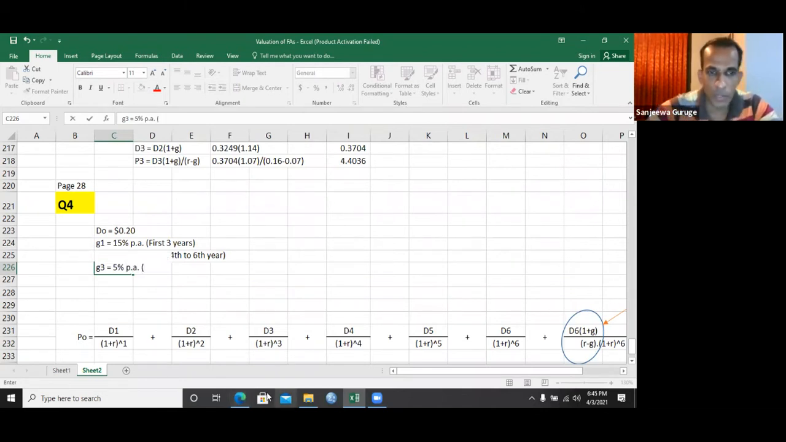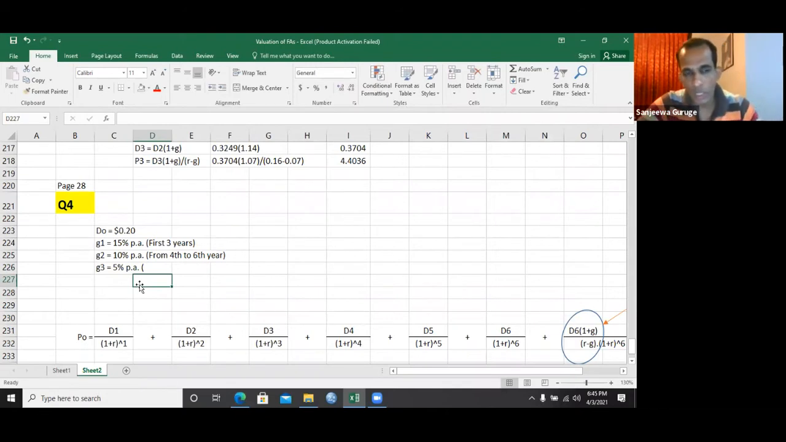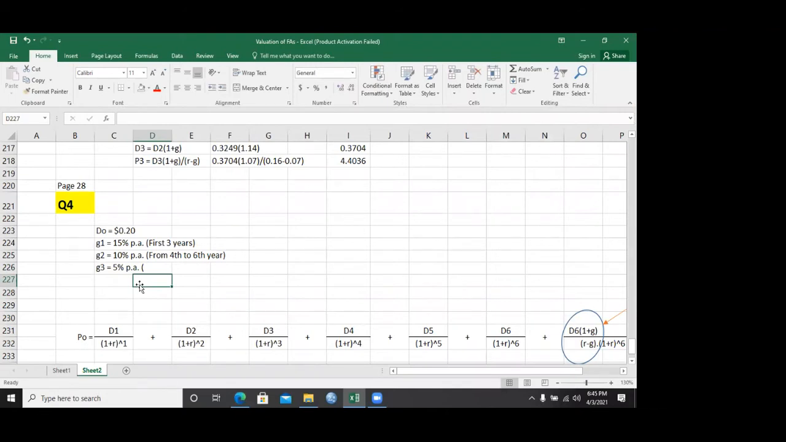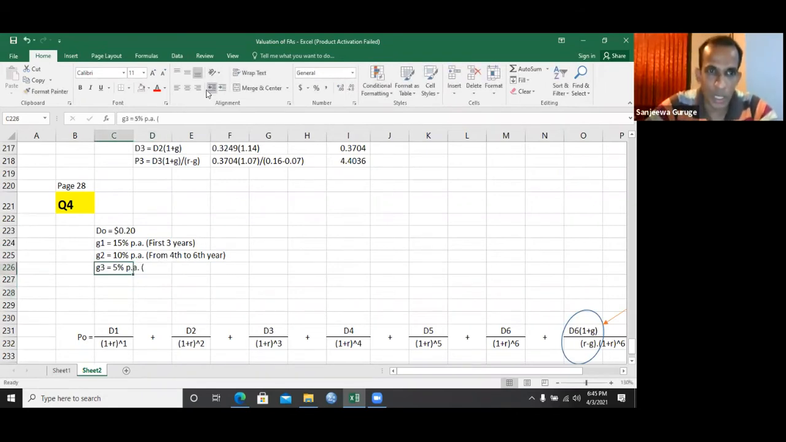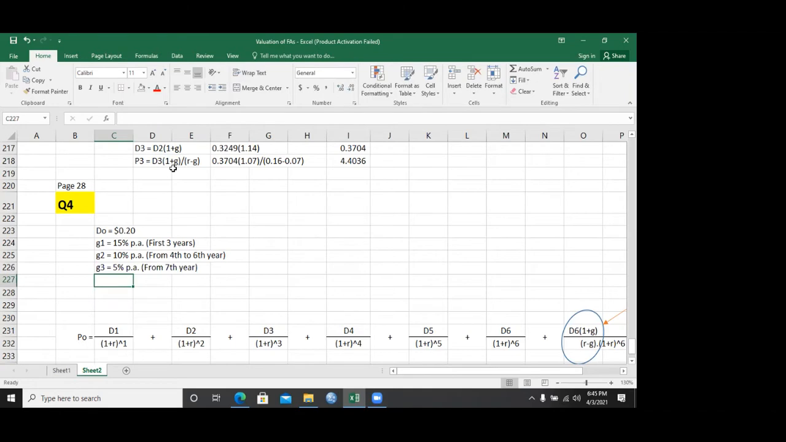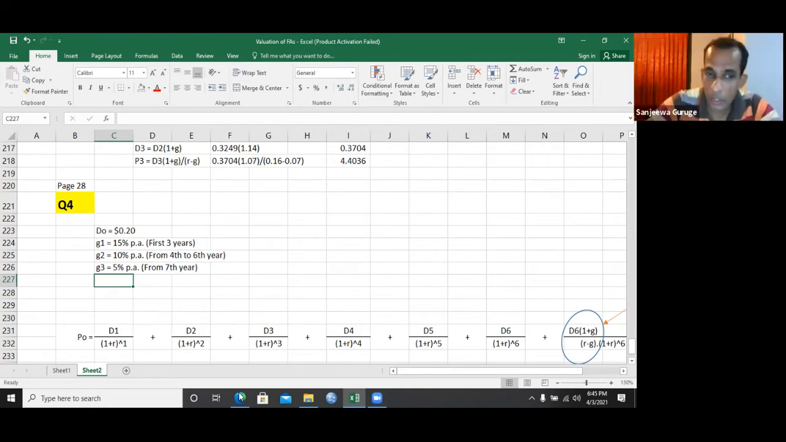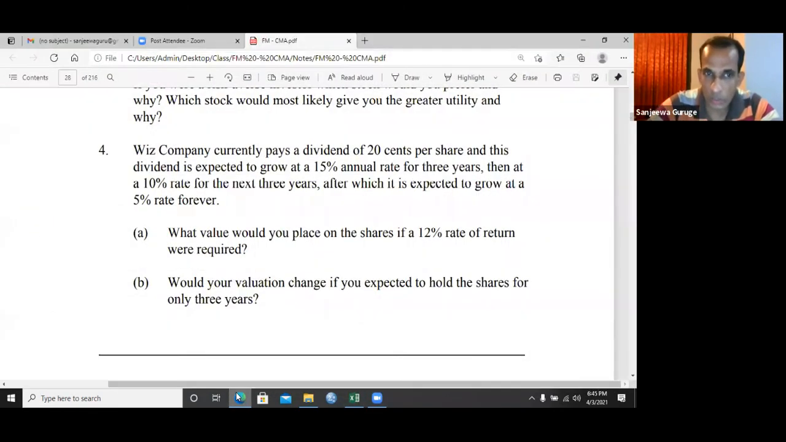That is from which year? From the 7th year, the growth rate is 5% forever. That means that is the constant growth rate, from the 7th year.